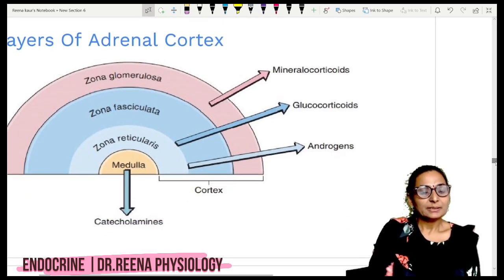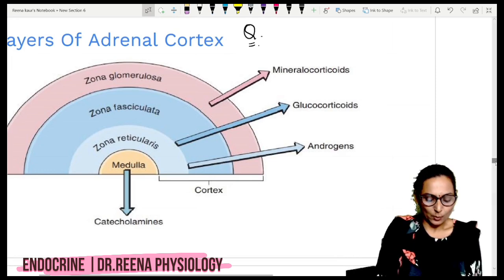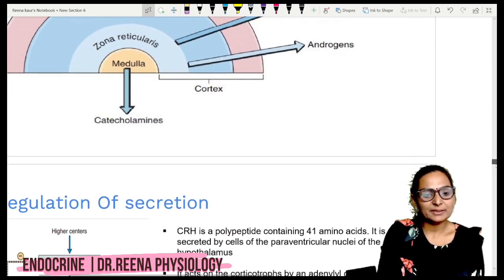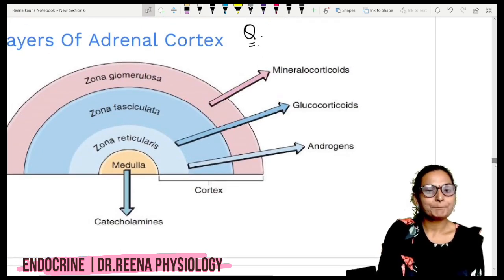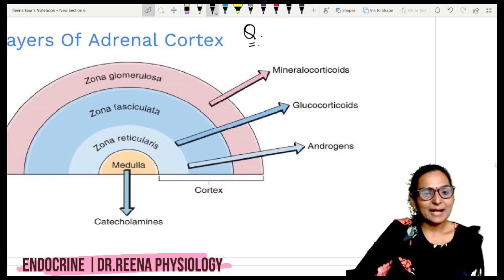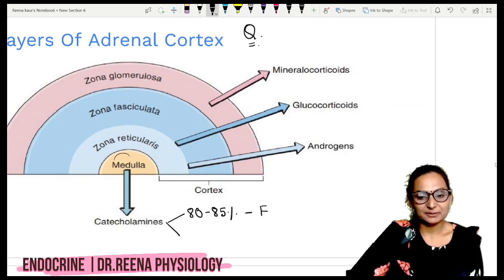Now, this can come as an image related diagram to us. Okay, corticosteroids, it can come as an image related diagram to us. So if you look, the adrenal gland has got a medulla which secretes catecholamines. 80 to 85% of what is secreted is epinephrine.